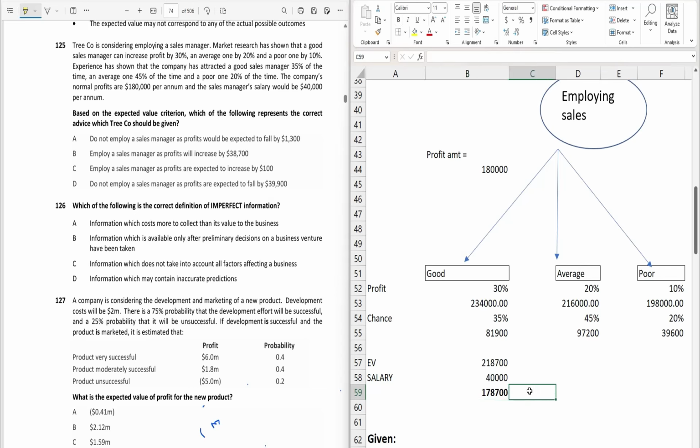You can look at previously our profit was 180,000, but after hiring the manager, we got a decline in our profit by 1,300. So do you think you need to hire the manager? No. Obviously not, because profit would be expected to fall by 1,300.